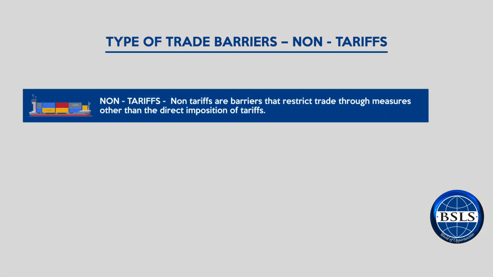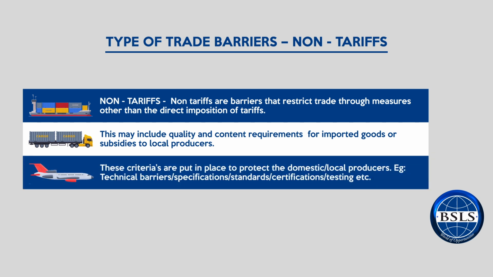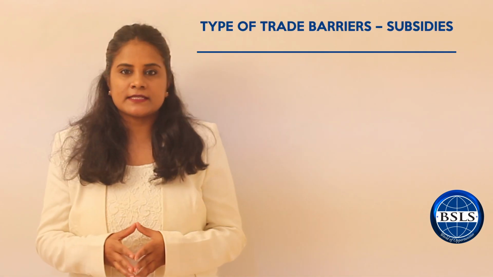The next type of trade barrier are called as non-tariffs. Non-tariffs do not impose any kind of taxes on the products that are being imported. However, they do specify certain qualitative criteria such as technical specifications, color, size, testing, certifications, rules of origin, etc. Products which conform to such qualitative criteria are only allowed to be imported into the country while the others are rejected. One of the forms of non-tariff trade barriers used by the governments are called as subsidies.